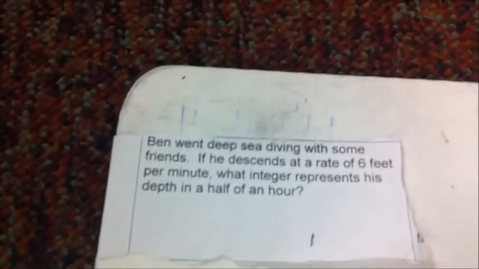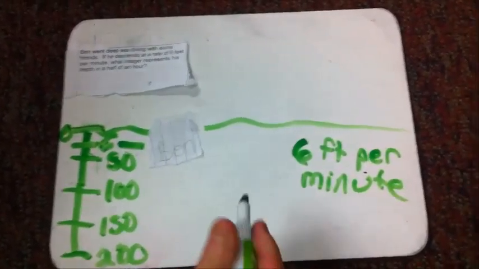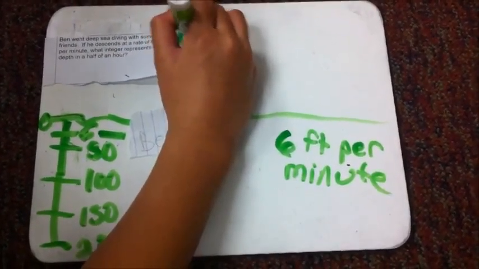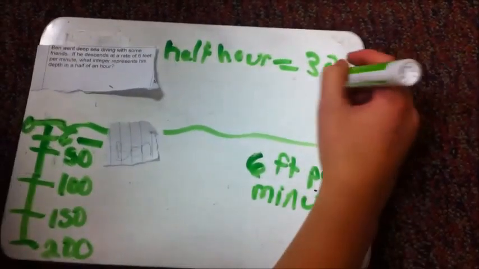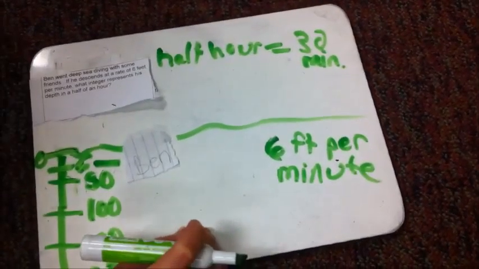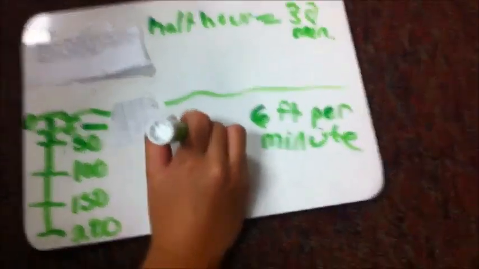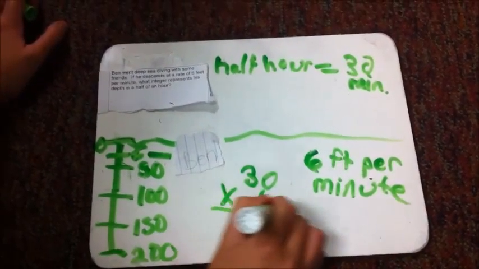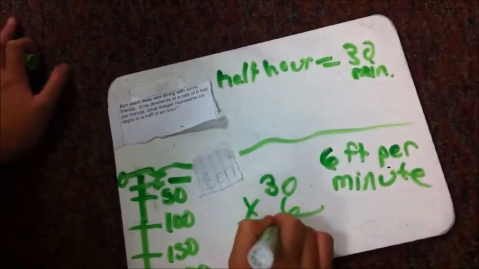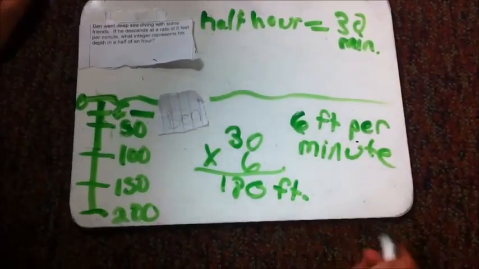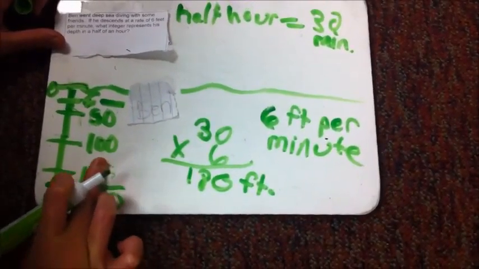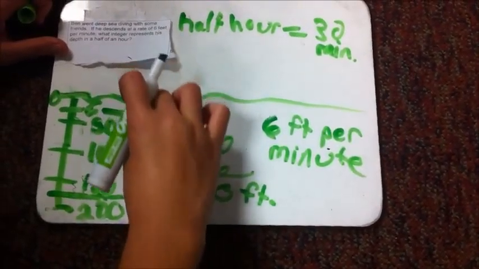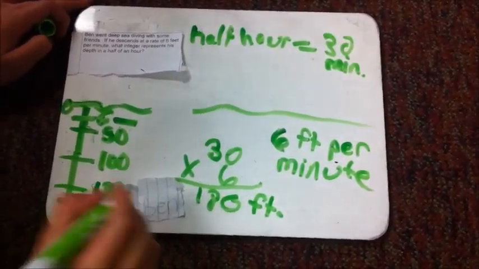Now, the question is asking what integer represents his depth in a half an hour. So what we're going to do is multiply. Now, a half an hour equals 30 minutes. So we're going to multiply 6 times 30. 6 times 0 is 0, and 6 times 3 is 18. So it would be 180 feet. So after half an hour, Ben would be here at 180 feet.